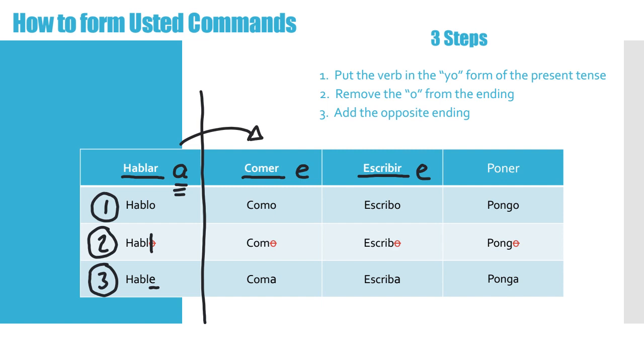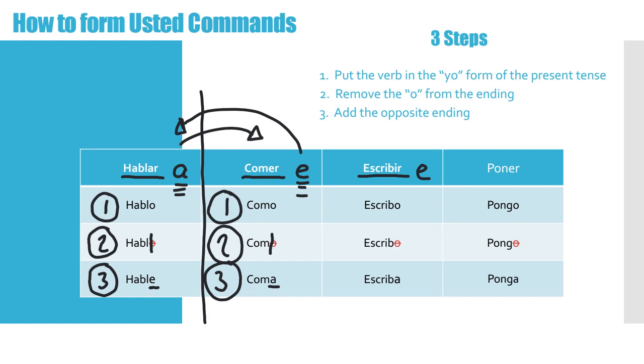Then if we take the verb comer, we go to the yo form of the present tense, and we end up with como. Second step, we get rid of the O, and we just end up with com. Third step, we add the opposite ending. Remember, usually we put an E on the end of comer, but instead we're going to add an A, the opposite of what we would usually do. So we end up with coma.